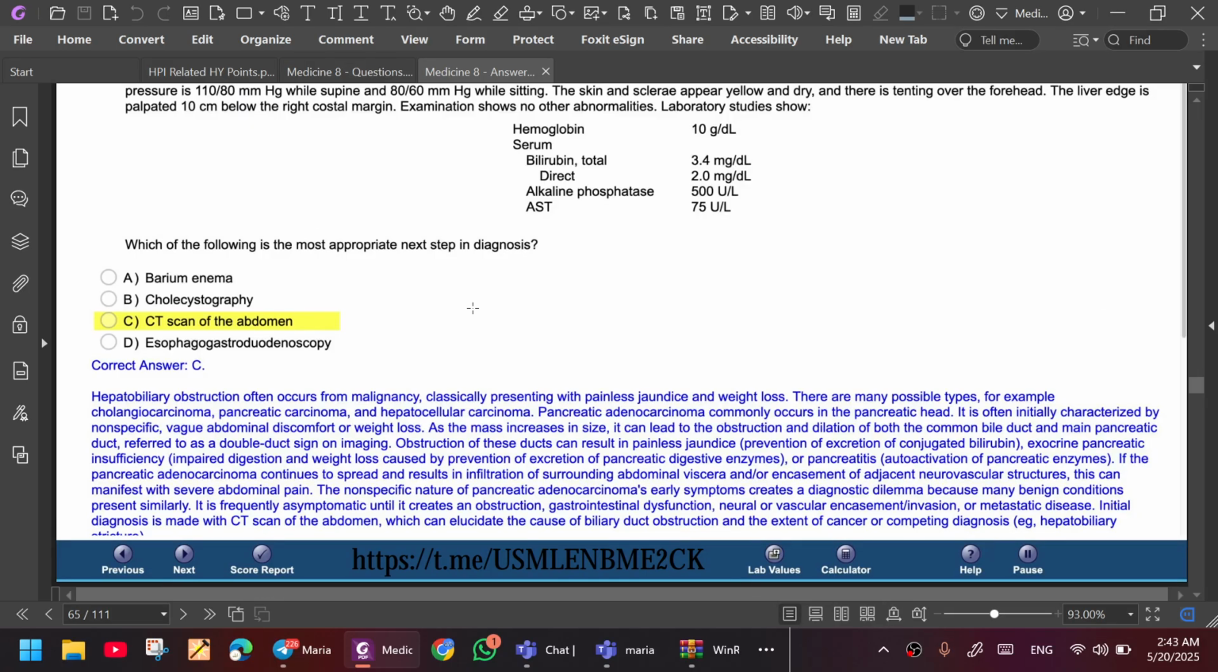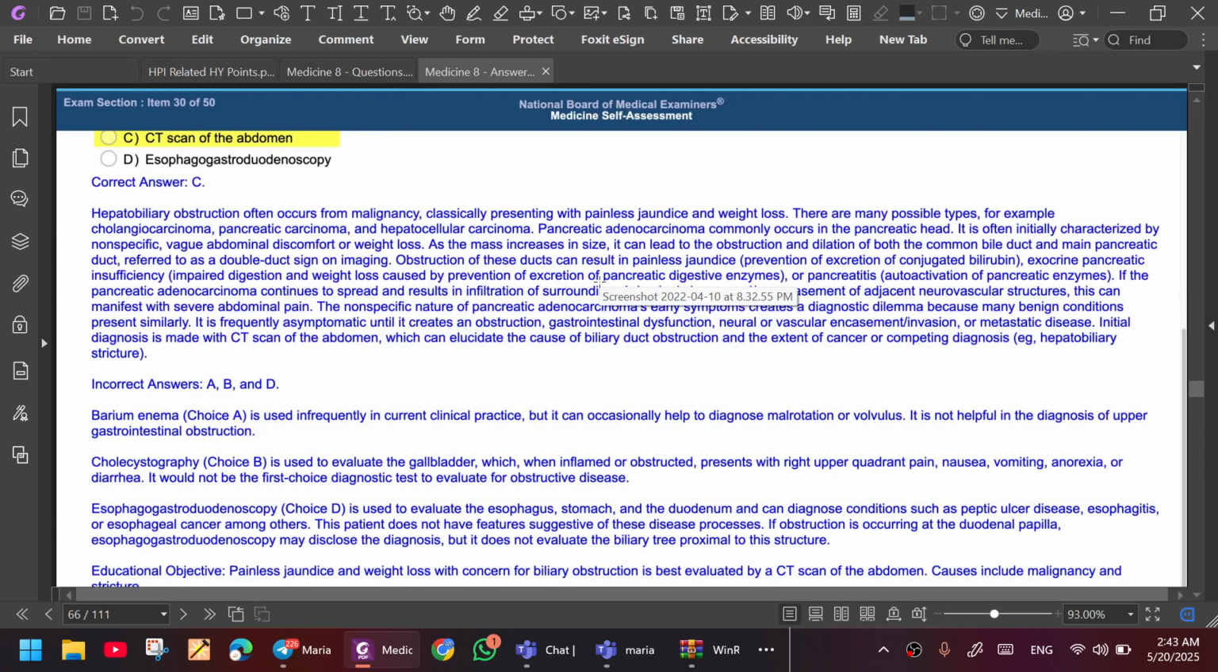As the mass increases in size, it can lead to obstruction and dilation of both the common bile duct and the main pancreatic duct, referred to as the double duct sign on imaging. Obstruction of these ducts can result in painless jaundice, prevention of excretion of conjugated bilirubin, exocrine pancreatic insufficiency, impaired digestion, and weight loss caused by prevention of excretion of pancreatic enzymes, or pancreatitis, caused by activation of pancreatic enzymes. If the pancreatic adenocarcinoma continues to spread and results in infiltration of surrounding abdominal viscera or encasement of the adjacent neurovascular structures, this manifests with severe abdominal pain.